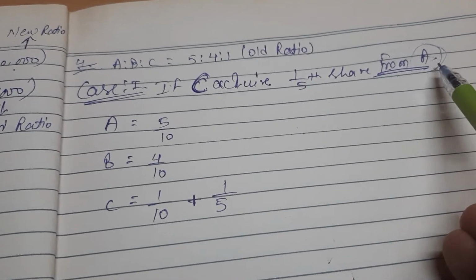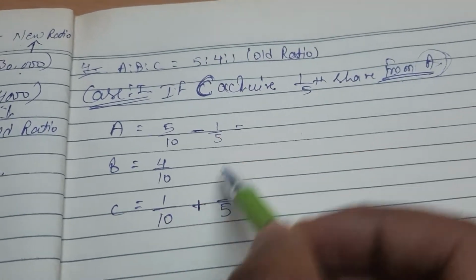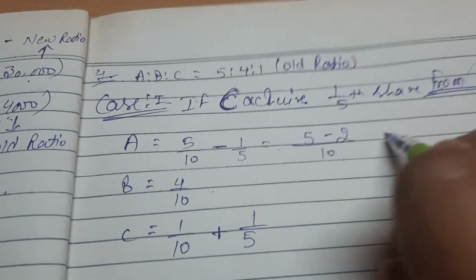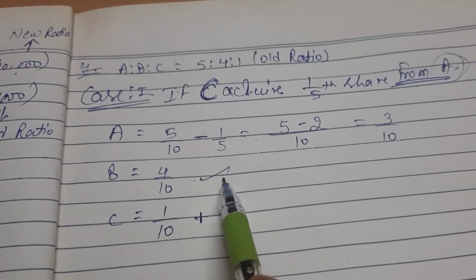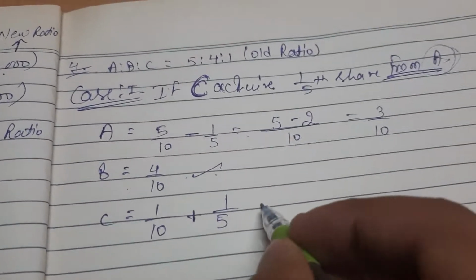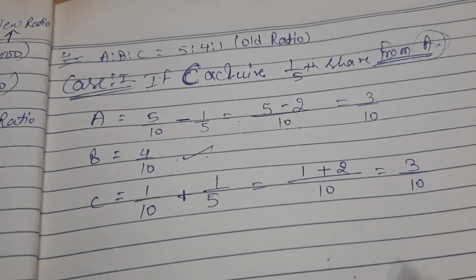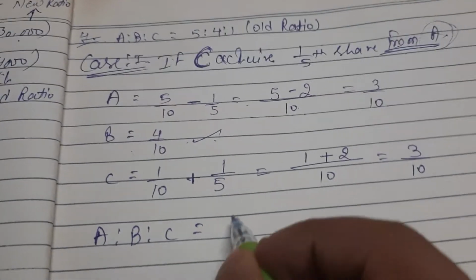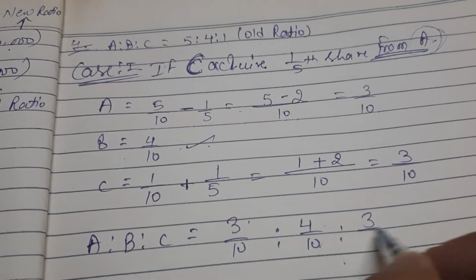So it means the share of A will reduce, so we have to deduct this 1/5 from A, and there will be no change in case of B. So what will be the new profit sharing ratio? 5 minus 2, it becomes 3/10 for A. For B it is 4/10, no change, and for C it will be 1 plus 2, it becomes 3/10. So the new profit sharing ratio in case 1 will be 3/10, 4/10 and 3/10.